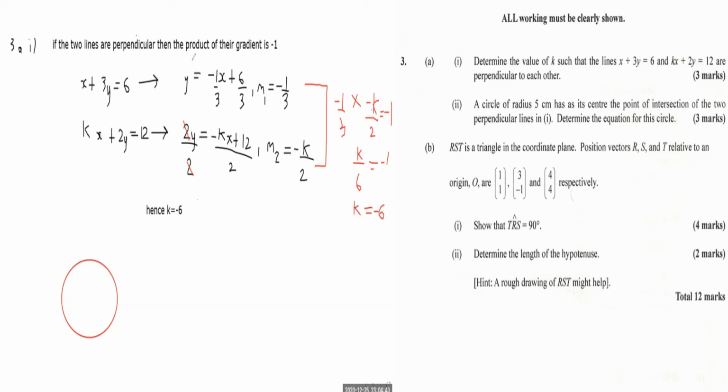So let me draw a line with a positive gradient passing through the center. And the other line is x plus 3y equals 6, which has a gradient of minus 1 over 3. That will look something like this, and both of them intersect at the center. So we need to find that point of intersection, and that gives us the center of the circle.